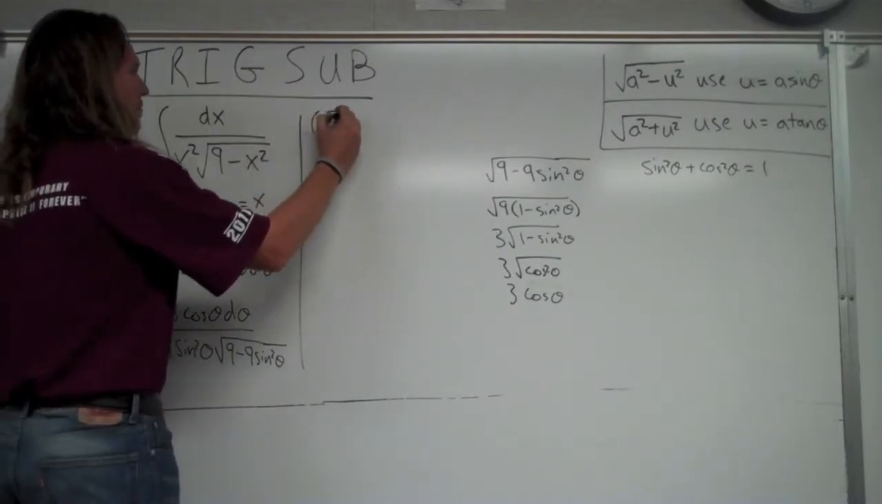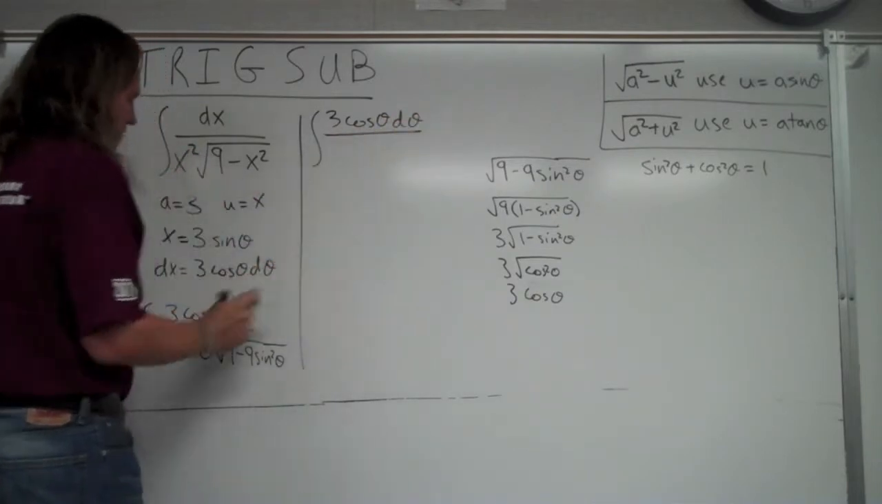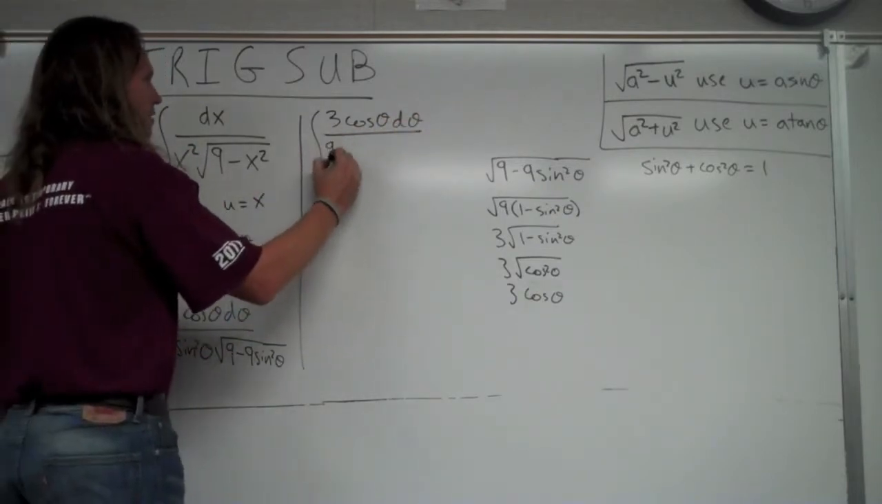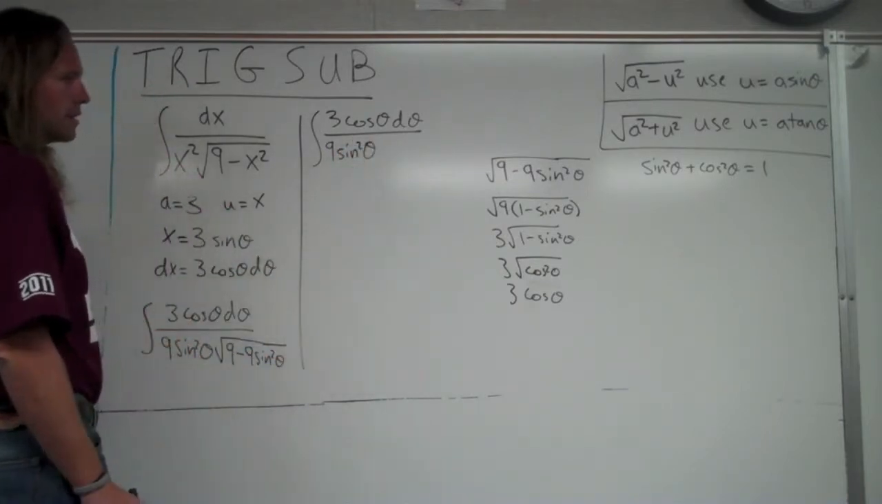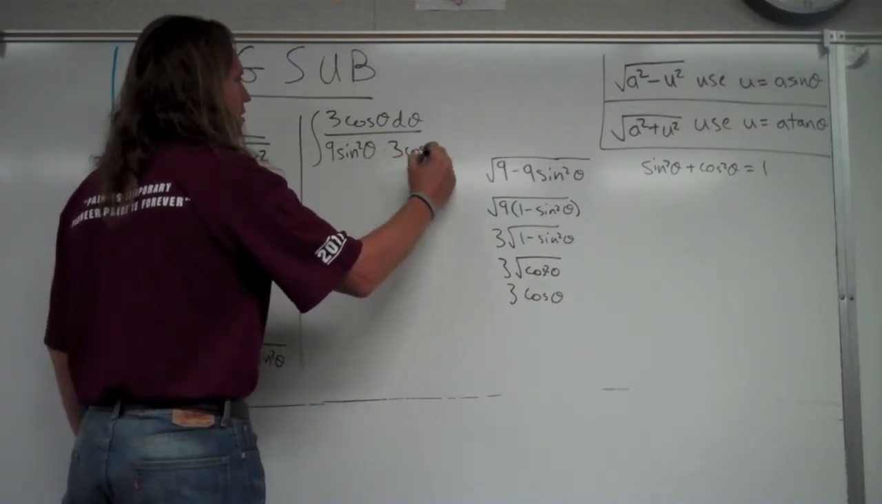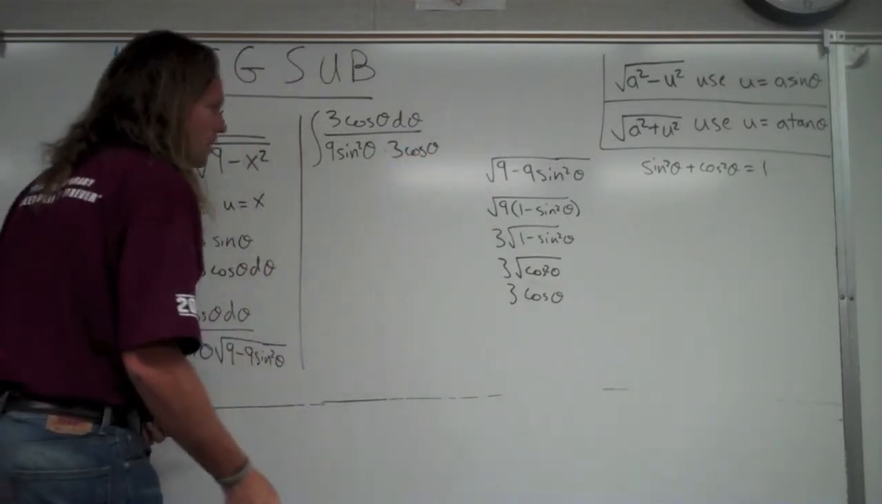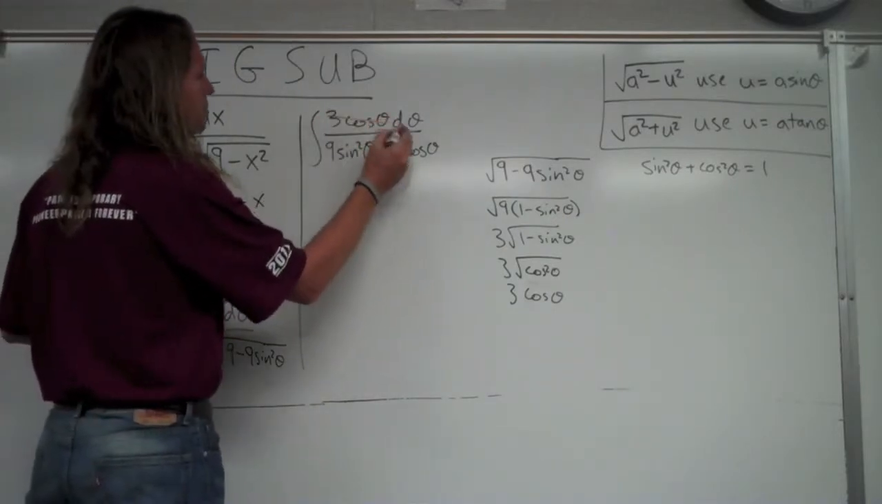On the top I have 3 cosine theta d theta. On the bottom I still have my 9 sine squared theta. Where I see the square root right there, again I simplified that, and found that it is equal to 3 cosine theta. Okay, so now that I've done that, I notice I have 3 cosine thetas on top and bottom. Those cancel each other out.